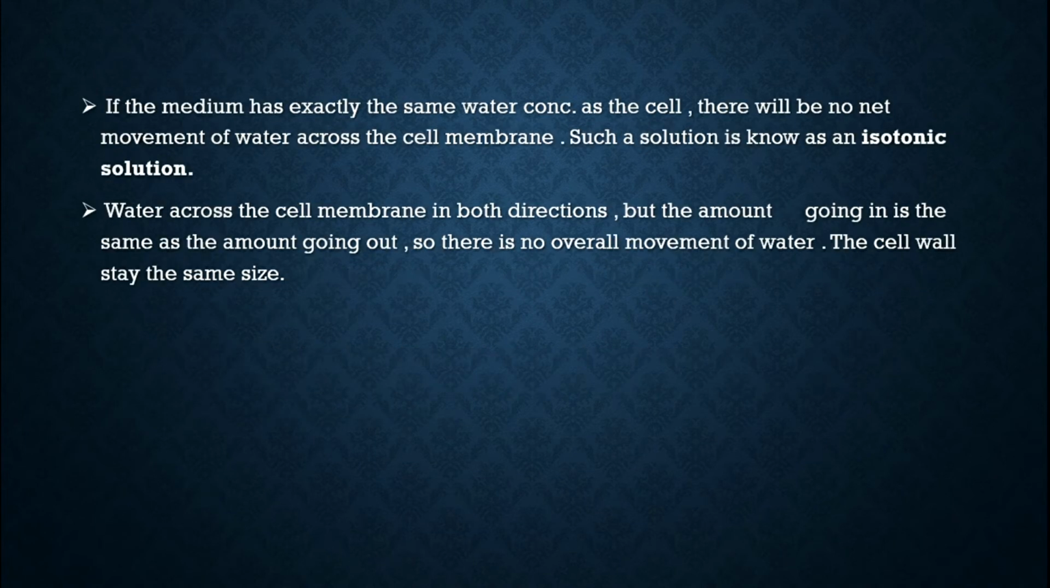Next comes the isotonic solution. If the medium has exactly the same water concentration as the cell, there is normal movement of water across the cell membrane. Such a solution is called an isotonic solution. Water moves across the cell membrane in both directions, but the amount going in is the same as the amount going out. So there is no overall movement of water. The cell stays the same size.